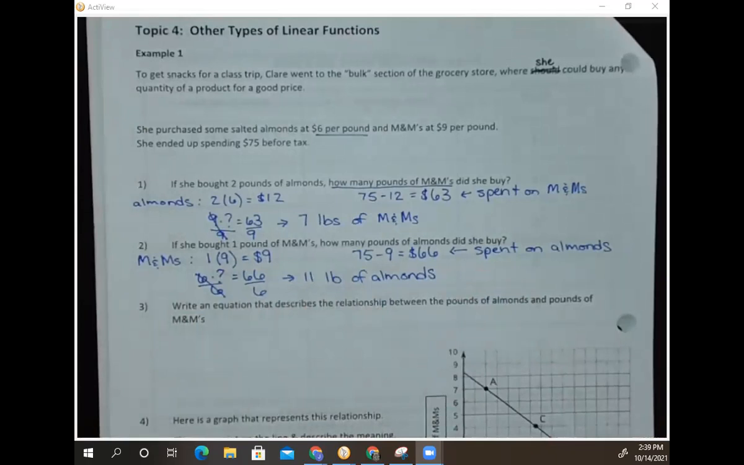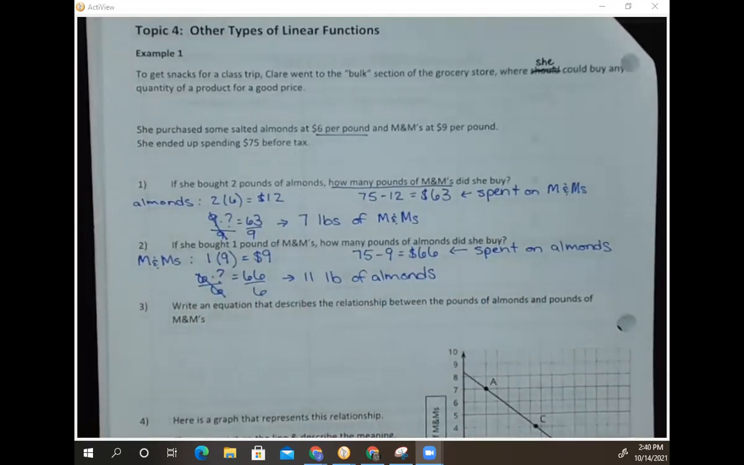So these were set up kind of like hypotheticals. Well, if she bought 2 pounds of almonds, or if she bought 1 pound of M&Ms, or if I bought this, and we could keep doing this all day, right? If I bought this many pounds of almonds, or this many pounds of M&Ms, then how many did I buy of the other thing, okay?